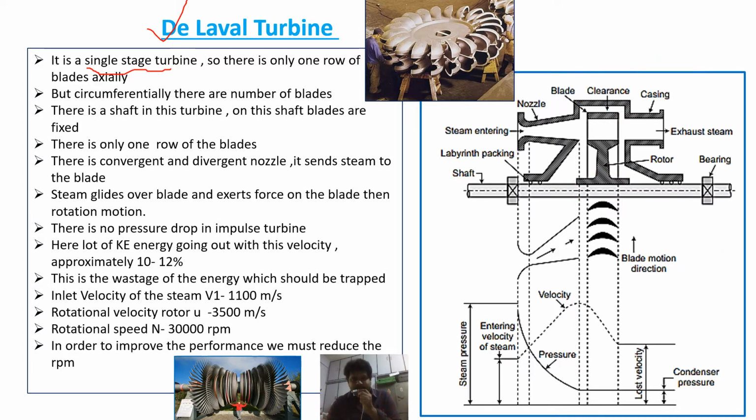Moreover, in this figure, this blade looks like a rectangle, but it is not a rectangle. Here you can see in this figure, the blades are actually a curved shape. Okay, but when you see from front side, it looks like a rectangle. So that is the reason in this diagram the blade looks like a rectangle. Now let us see working of the De Laval turbine.